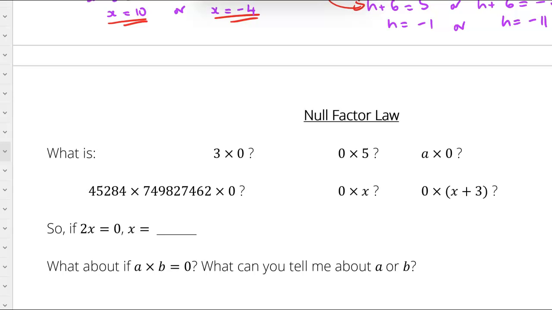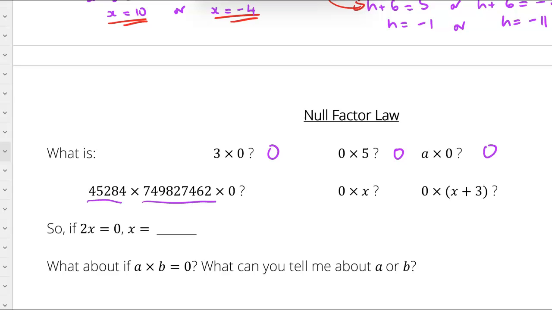All right, now the null factor law is about 0. Null, for 0. So I want you to think about when we multiply by 0, what happens? Everything is 0. So if we've got 3 times 0, then that's 0. 0 times 5, a times 0, whatever number, is 0.